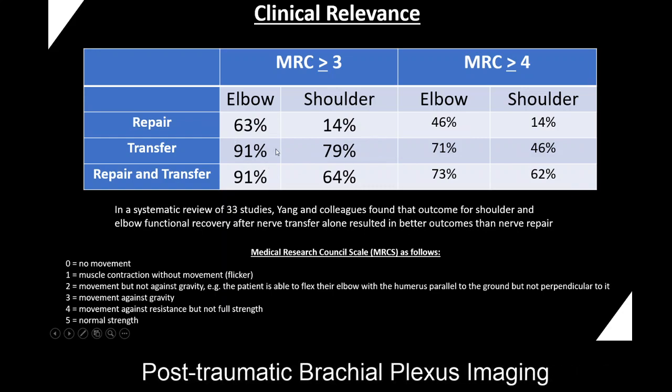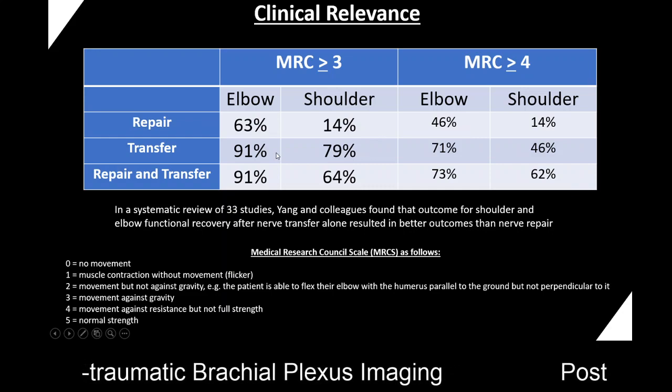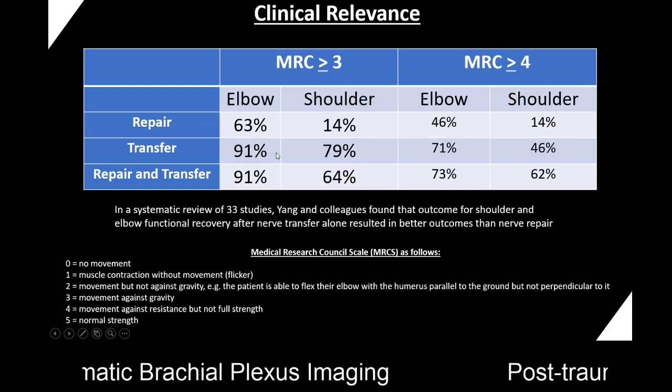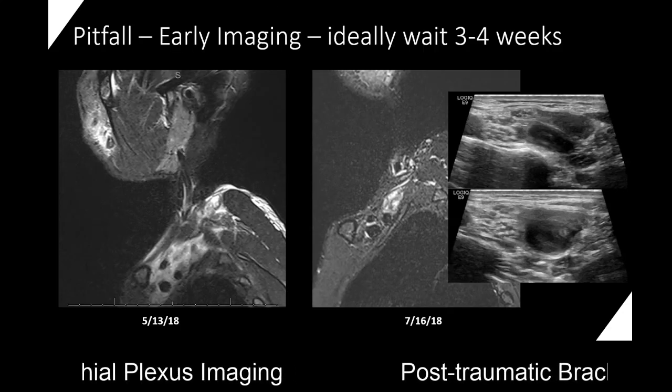As I mentioned before, the Oberlin down at the level of the elbow to reanimate there, and then sometimes spinal accessory to suprascapular nerve to try to reanimate the shoulder.